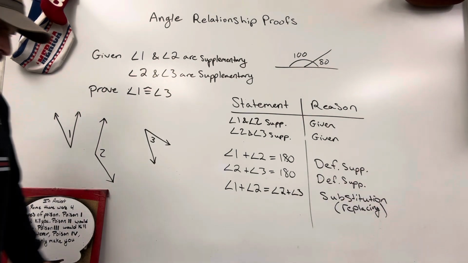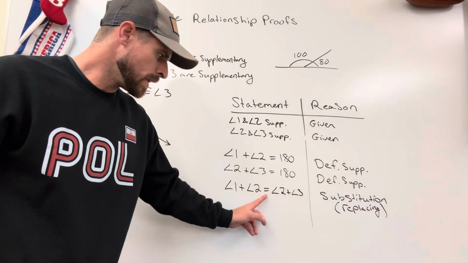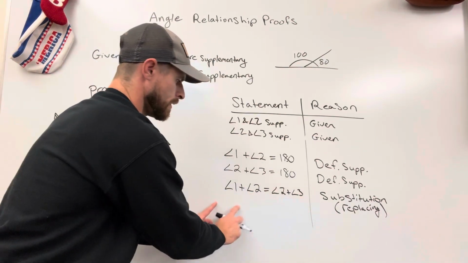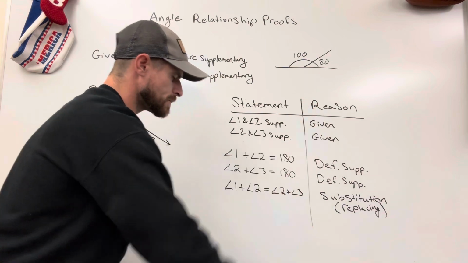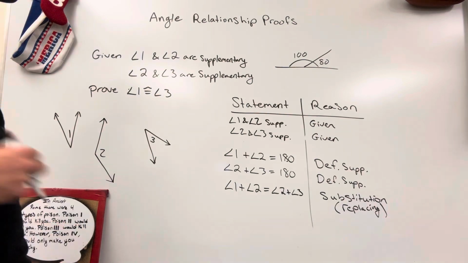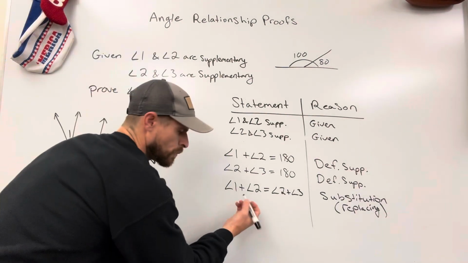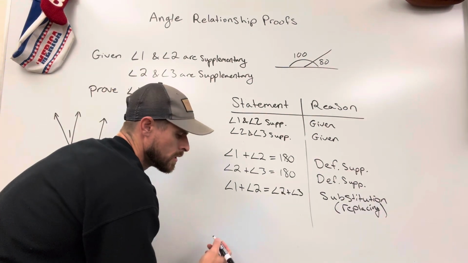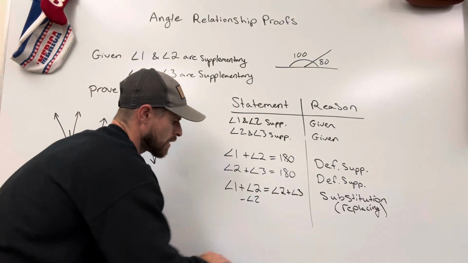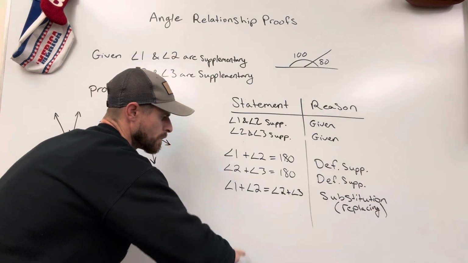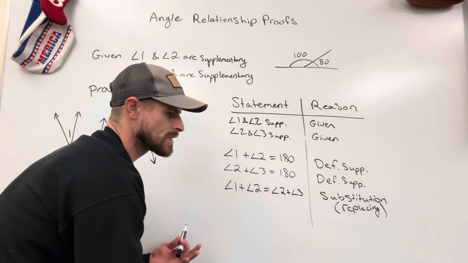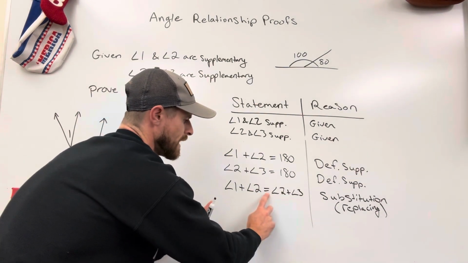Now, if you look here, angle 1 plus angle 2 equals angle 2 plus angle 3. What do both sides of the equation have in common? They both have an angle 2. So we're going to take angle 2 away. Remember back when we were solving equations, we'd say minus angle 2, and then we could cancel. That's all we're doing. We're just canceling out the angle 2's because they're on both sides. If I take an angle 2 away from here and an angle 2 away from there, you're removing the same thing on both sides of the equation, so it stays balanced and equal.